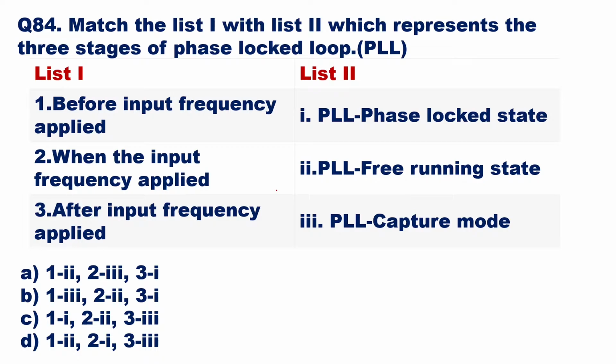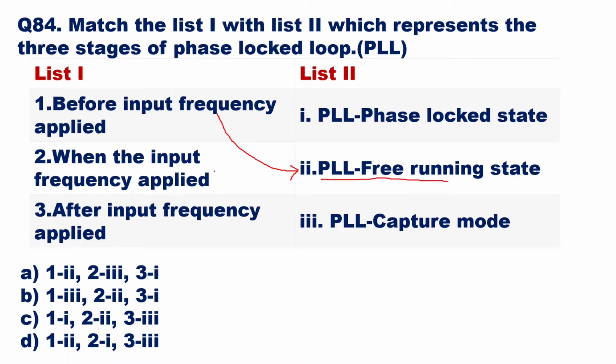So we know that phase lock loop works in three stages. And what are the three stages? The three stages are free running state, second stage is capture mode, and third stage is phase lock state. Okay. So here, if you see list one, number one says that before input frequency is applied, it is free running state. The PLL is in free running state.